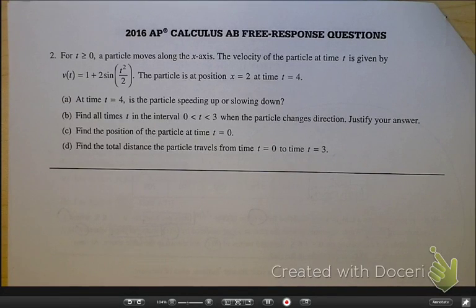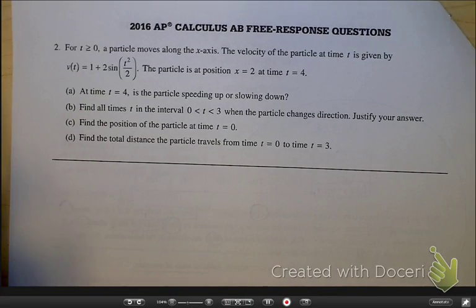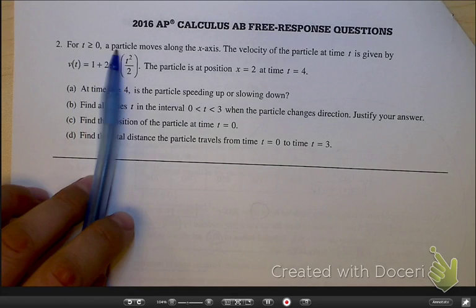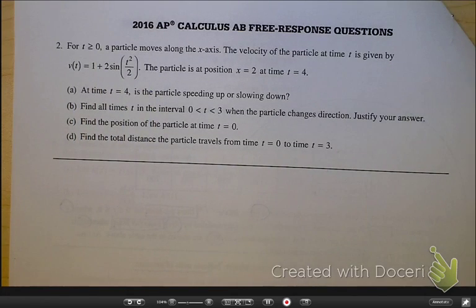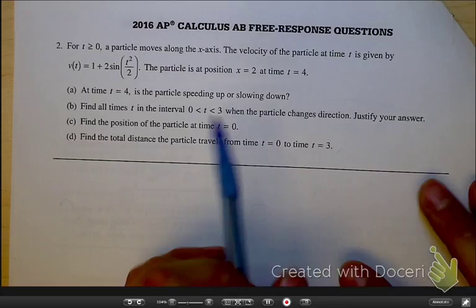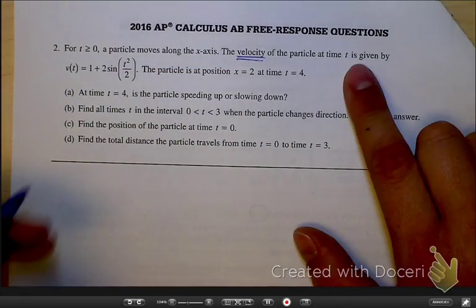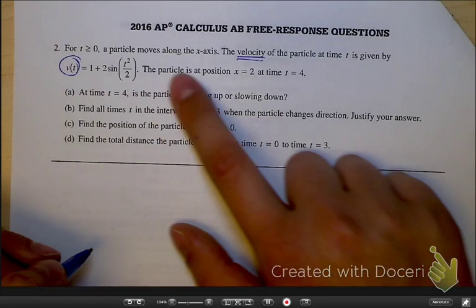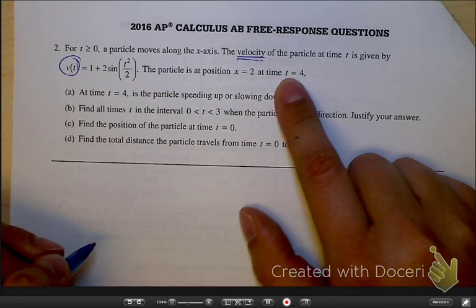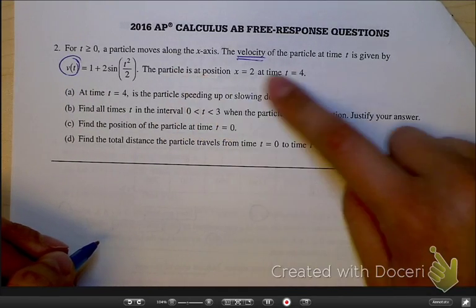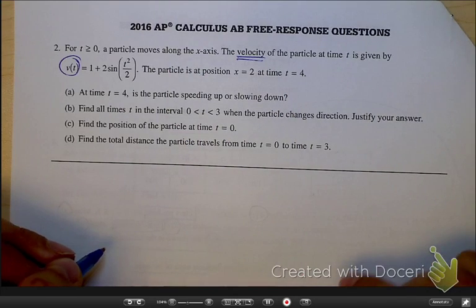This is 2016 number 2, which is a calculator question. It says, for t greater than or equal to 0, a particle moves along the x-axis. So this topic is straight line motion. They're giving us the velocity of the particle at time t, given by this function. The particle is at position x equals 2 at time t equals 4, and that information will come in helpful next semester when we start talking about some stuff.